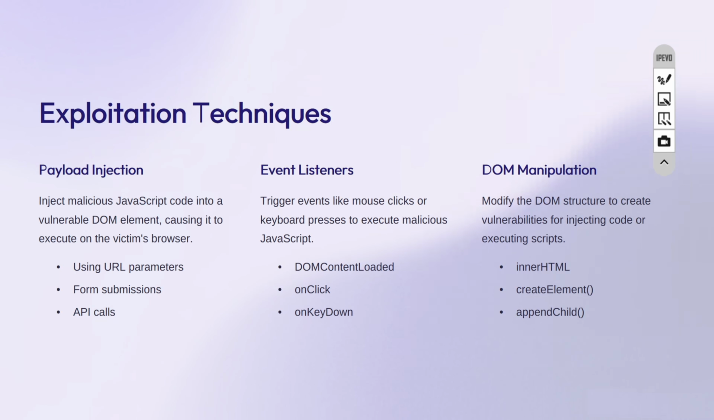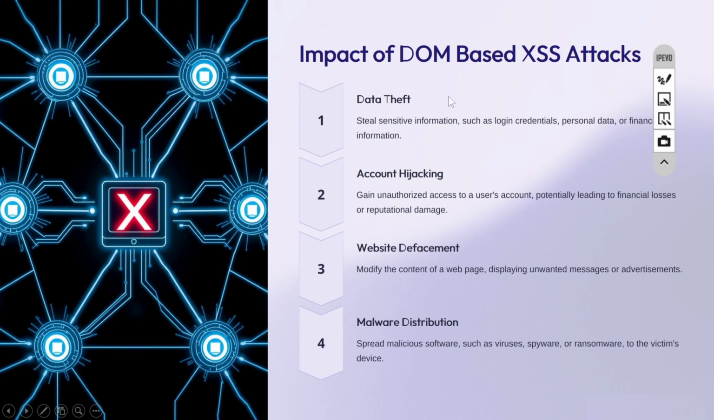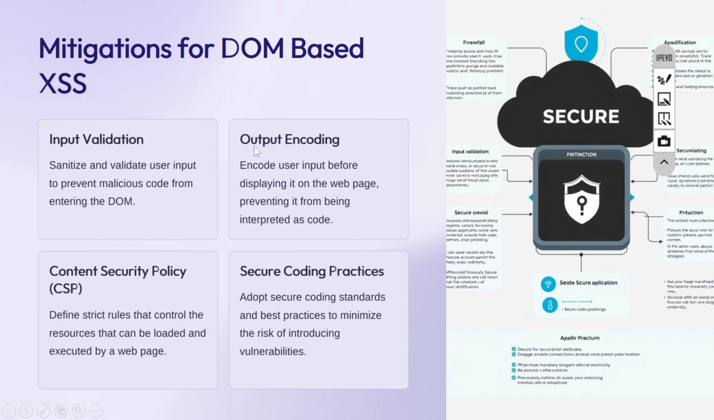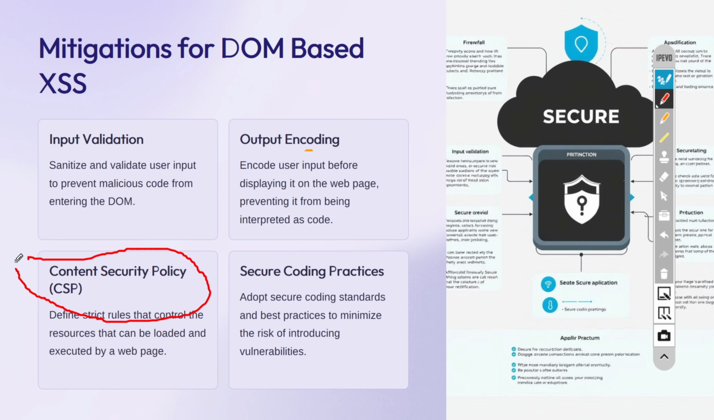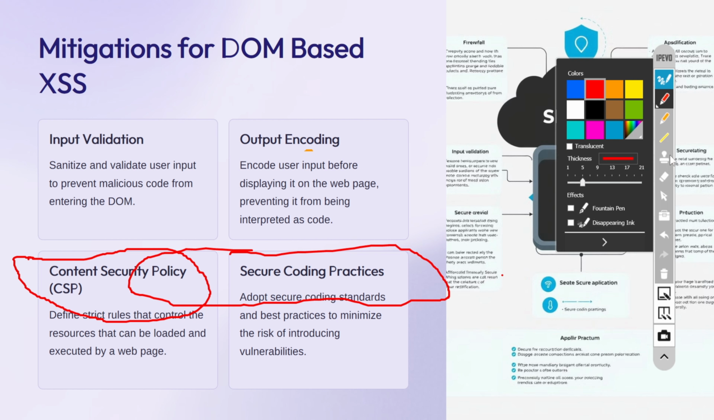Now, impact of DOM XSS. Of course, we already talked about what else we can do: stealing sensitive information such as login credentials and personal data, account hijacking, website defacement, malware distribution, and many more. Mitigation of DOM XSS: input validation, of course, output encoding, content security policies, and secure coding practices. These are some basic measures needed in order to prevent DOM XSS.